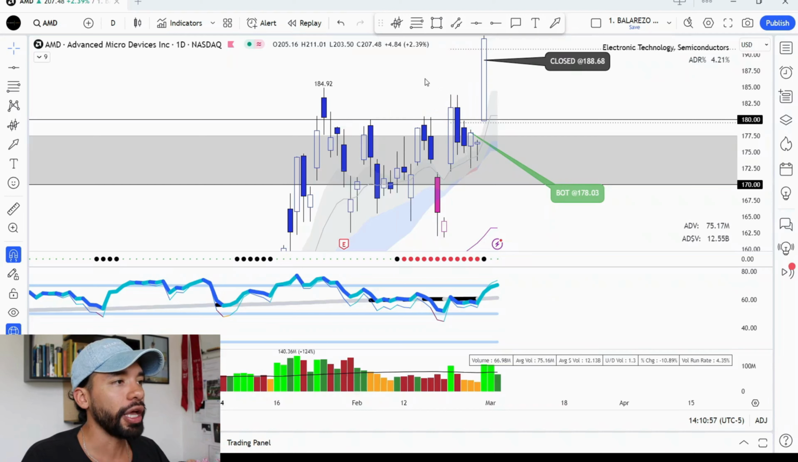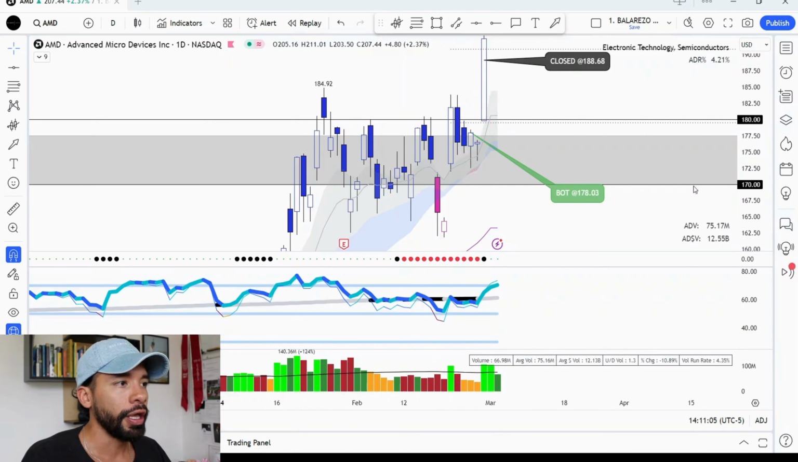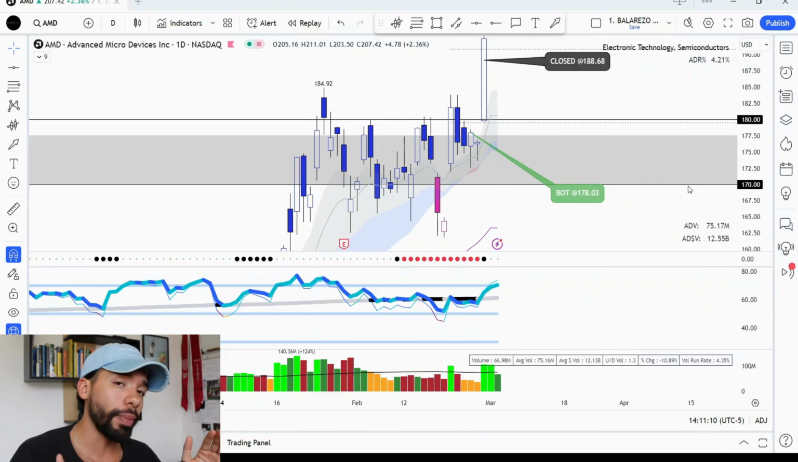So right here, AMD gapped, and then you can see right here that we had a pullback coming right into those moving averages. And that's actually what really caught my attention. So AMD gapped, and we're pulling back into the moving averages.